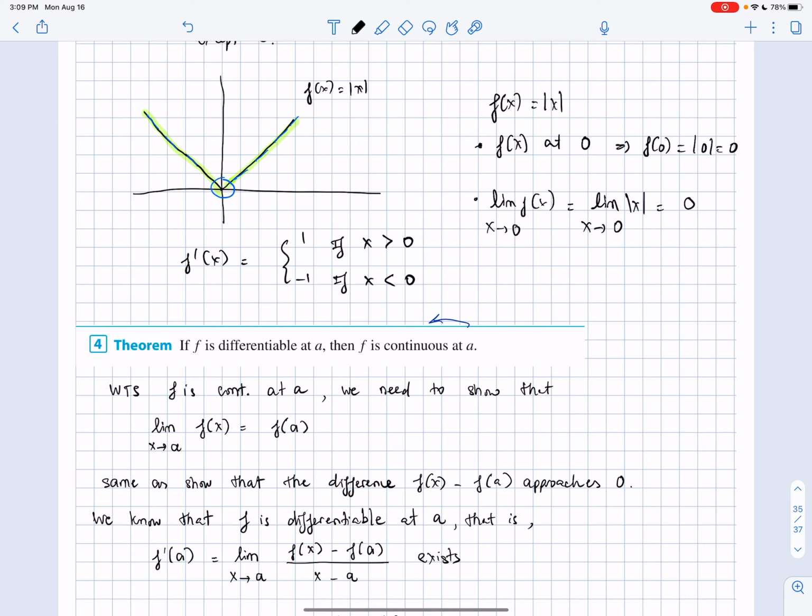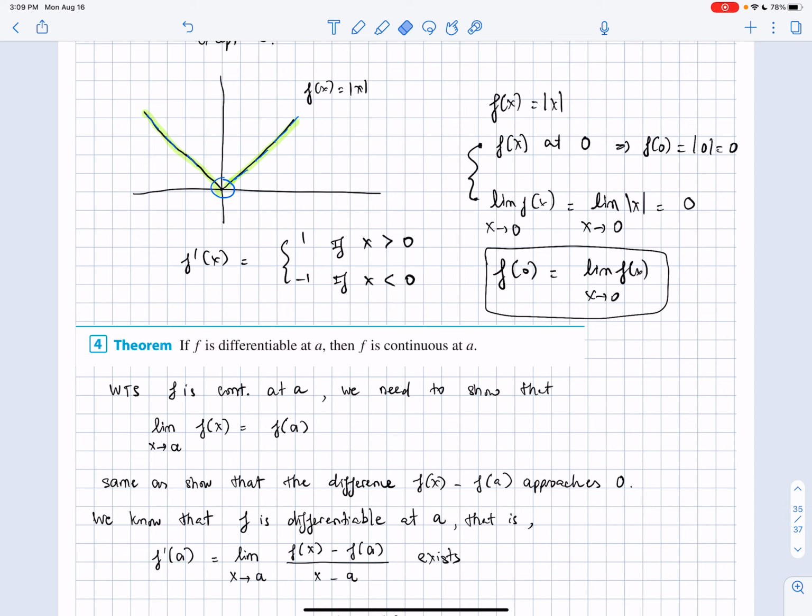So you can conclude that f of 0 equals the limit of f of x as x approaches 0. And remember the definition of a continuous function. If we have this, that means the function f is continuous. So the function f of x equals the absolute value of x is a continuous function at 0. However, it is not differentiable at 0.